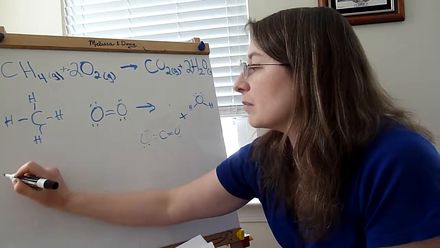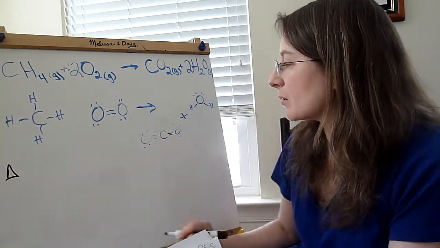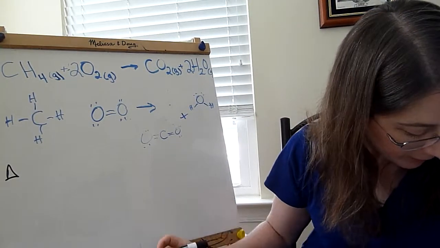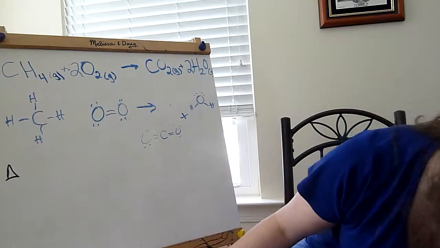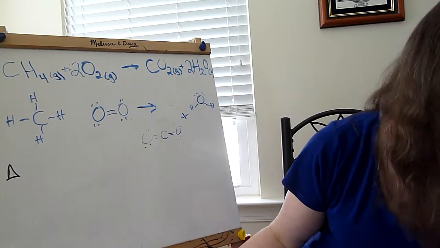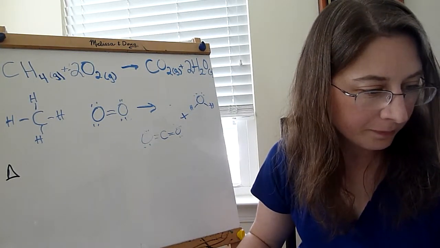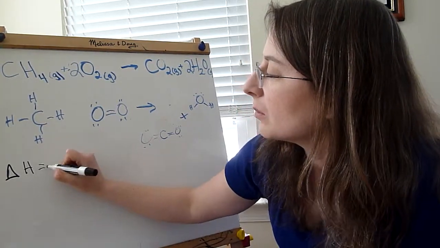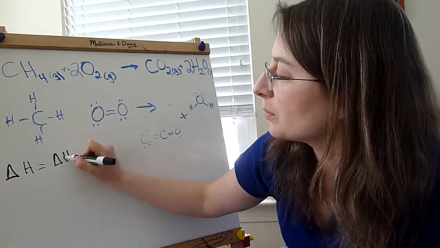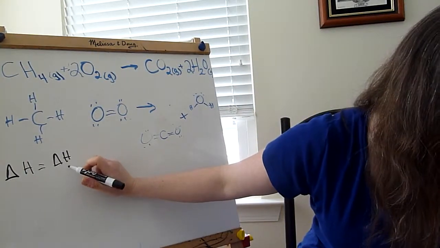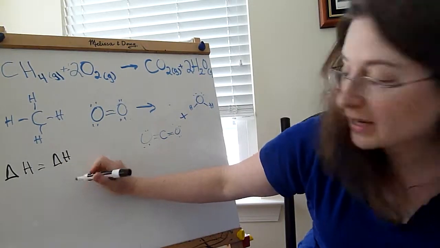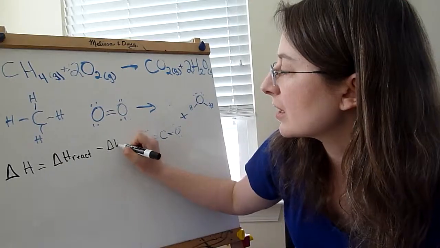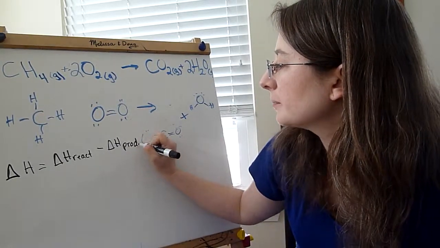So let's see. The bond energy equation, remember, is backward from Hess's law and all the other equations. Hess's law says products first. So this will be reactants first. The enthalpy will be the change in enthalpy of reactants minus the change in enthalpy of products.